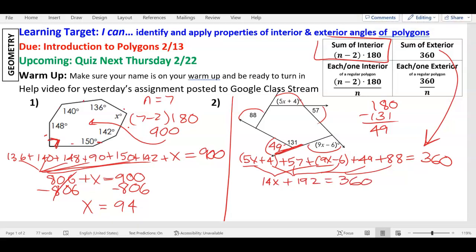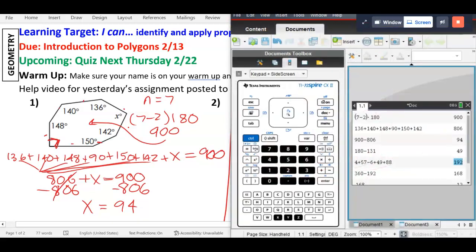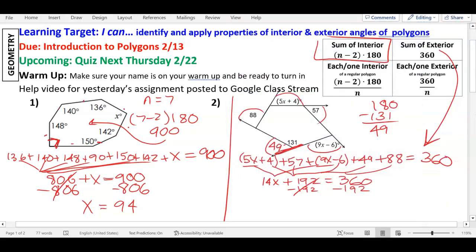That is a two-step equation. Could you solve that two-step equation? What do we do first then? Not divide, that's last. First we get rid of the loner, 192. How do I get rid of a plus 192? What's the opposite? Yes, subtract. All right, so minus 192 on this side and on this side. What is 360 minus 192? I got 168 when I plugged it into my calculator.